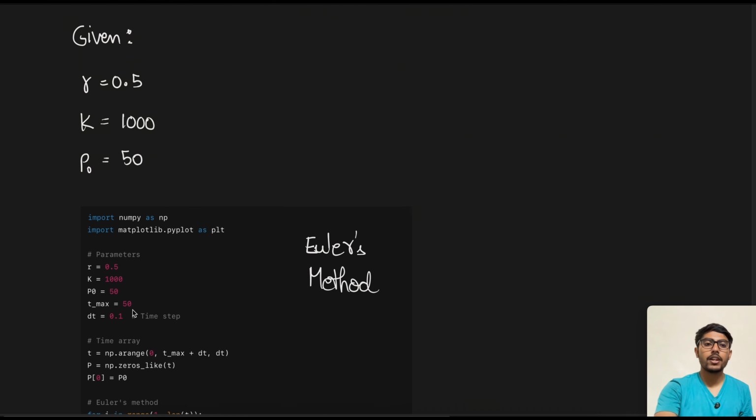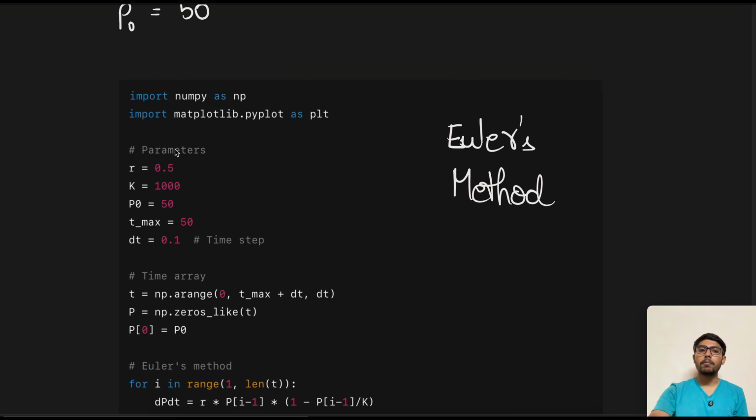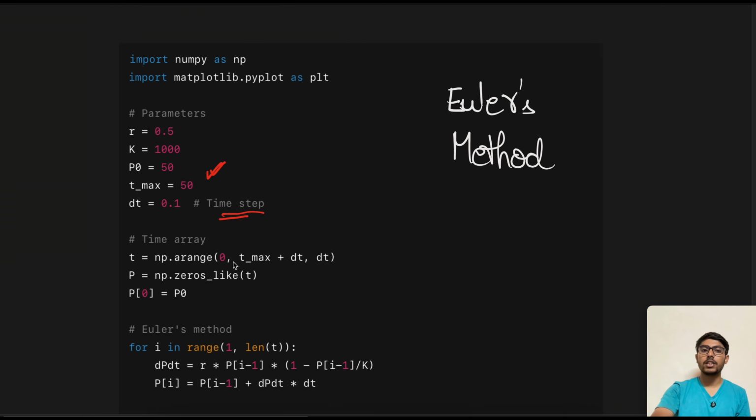So first we import numpy and matplotlib. Okay, we define all the parameters here, right? As you can see, t max is 50 and dt is 0.1, which is the time step, right? So then we arrange t from 0 to t max plus dt, and the step size is dt again, right? And so we got a particular array here. Now p will be the array of same size as t, but it will be filled with zeros. Okay, so p[0] is p0, right?